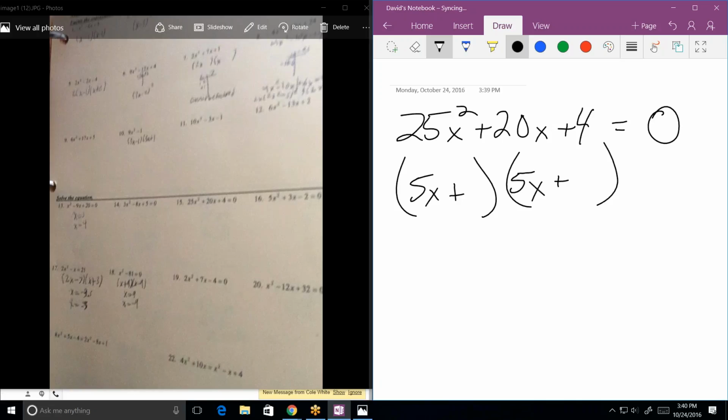Factors of 4. Factors of 4 are 2 and 2 and 4 and 1. Which one should I try first? 2 and 2. That works.